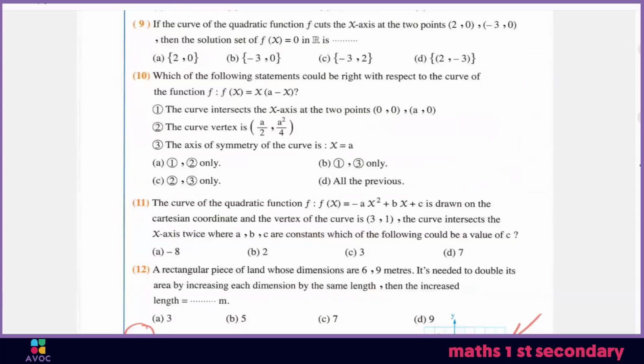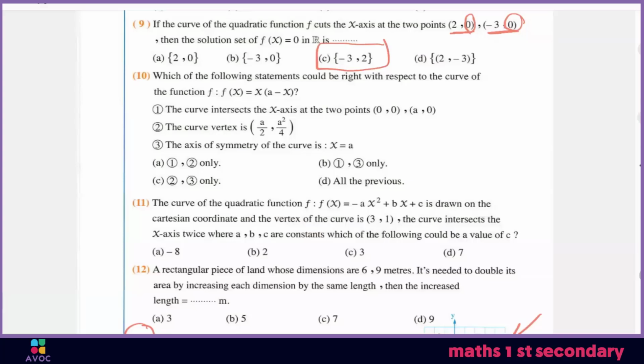Look at question number 9. This is a very, very important question, and it measures how well you understand this lesson. If the curve of the quadratic function f cuts the x-axis at the two points (2, 0) and (-3, 0), so the solution set will be... this means y equals 0 here, and y equals 0 here. So the values of x which make the equation equal 0 are 2 and -3. So the right solution is letter C.